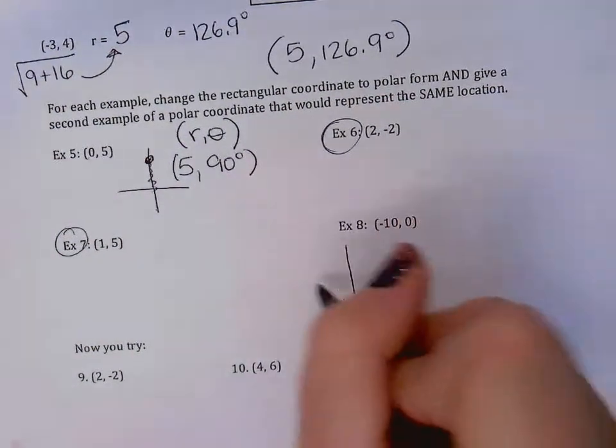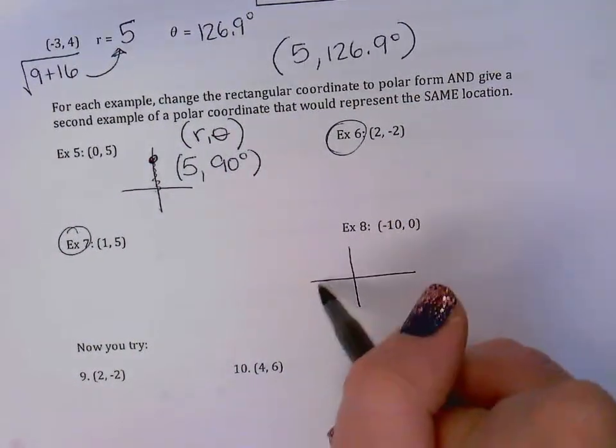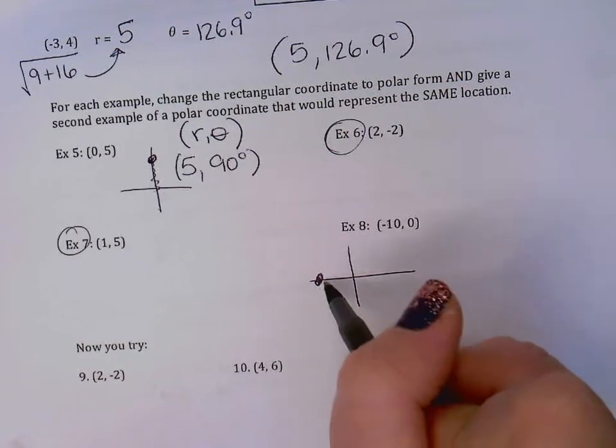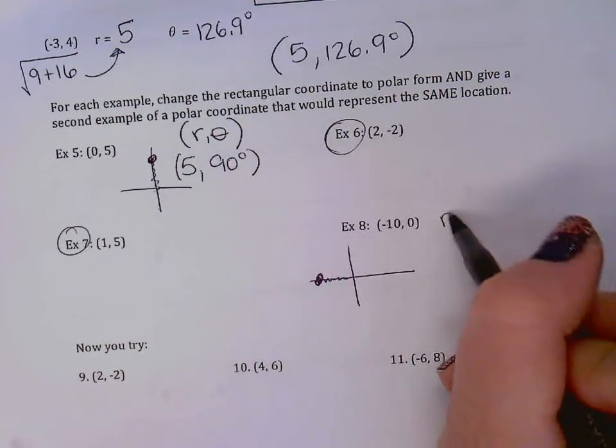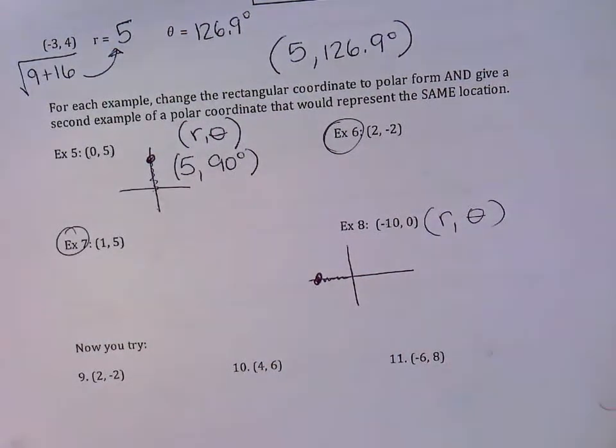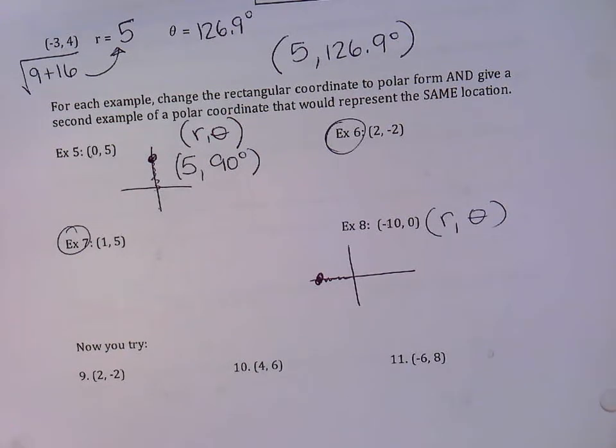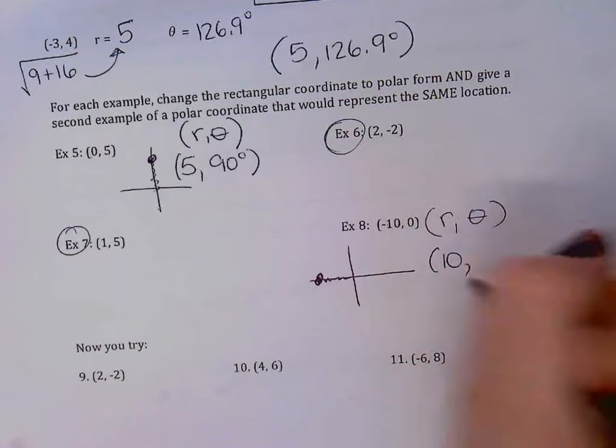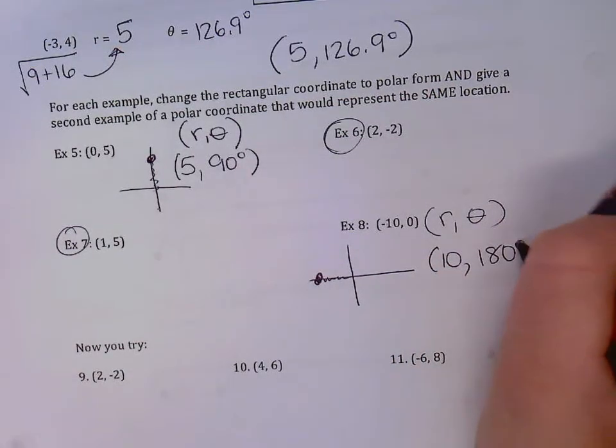Example 8, I plot it again. Negative 10, 0 is over here. So what is the distance? How far away? And what is the angle? Your distance is what? 10, right? I'm just 10 away. And my angle would be 180.